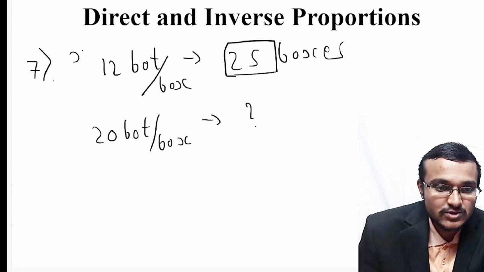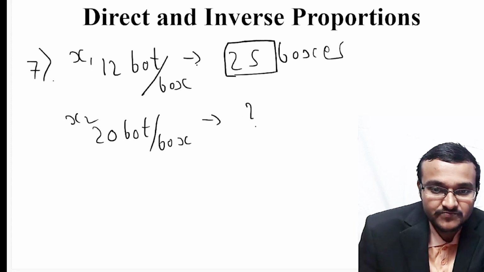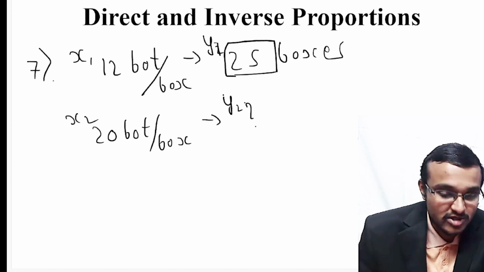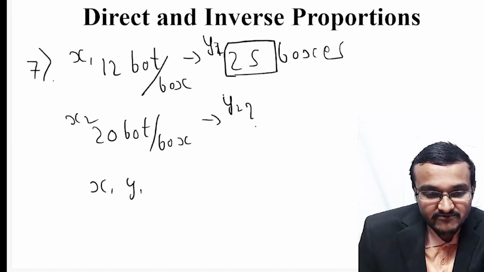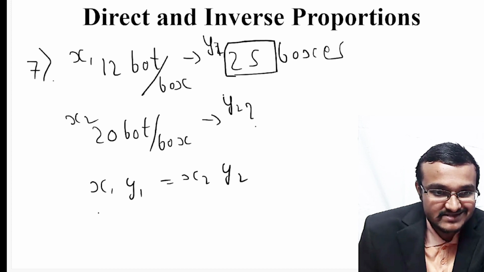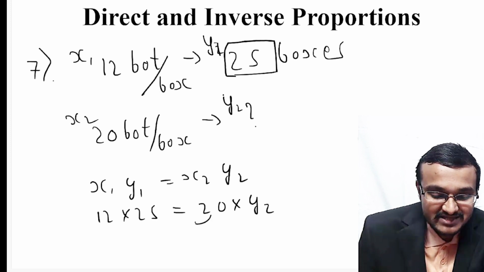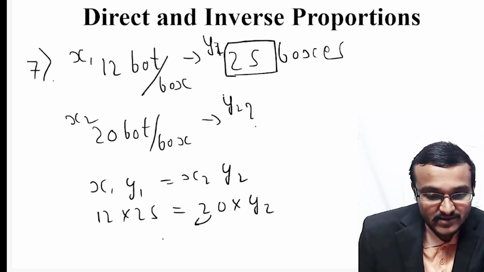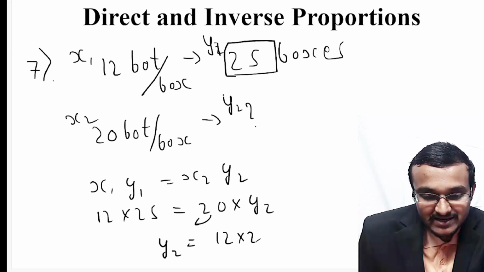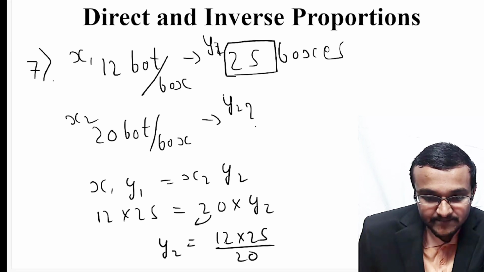So this 12 and 20 you can take as x1 and x2, and this 25 boxes you can take as y1, and you should actually find out y2, how many boxes are required. So x1 y1 will be equal to x2 y2. So here x1 y1 is actually 12 into 25 is equal to x2 is 20 into y2. So you can bring this 20 to the other side of equality symbol. So that will go to the denominator. So y2 will be equal to 12 into 25 divided by 20.